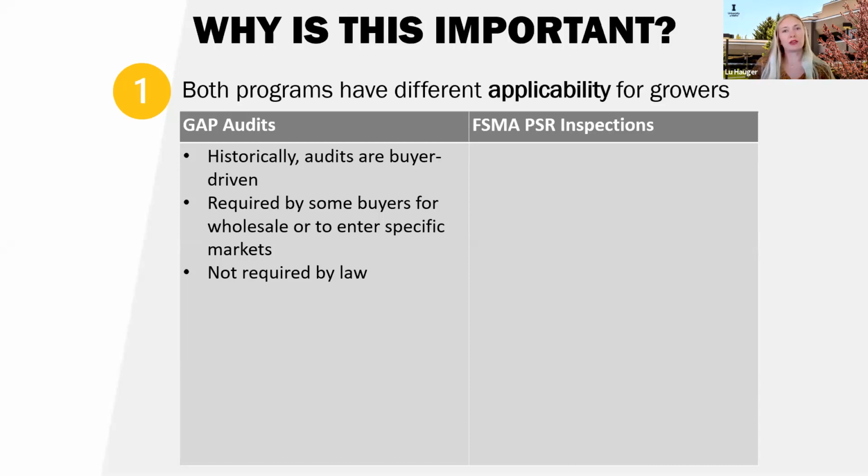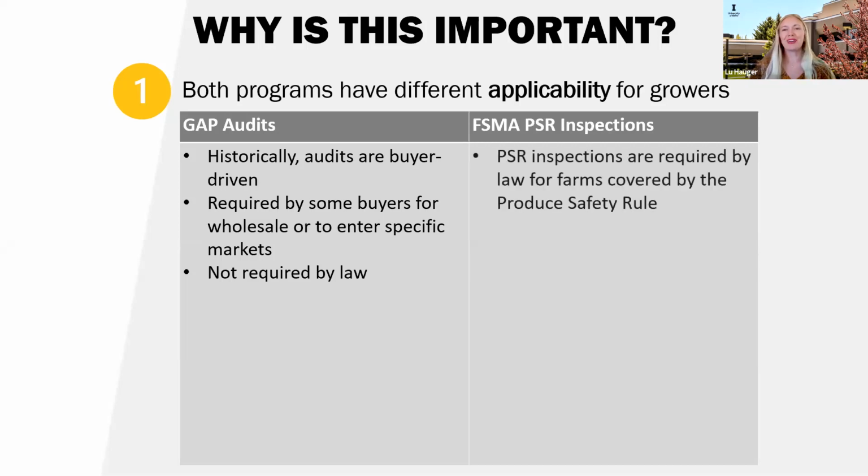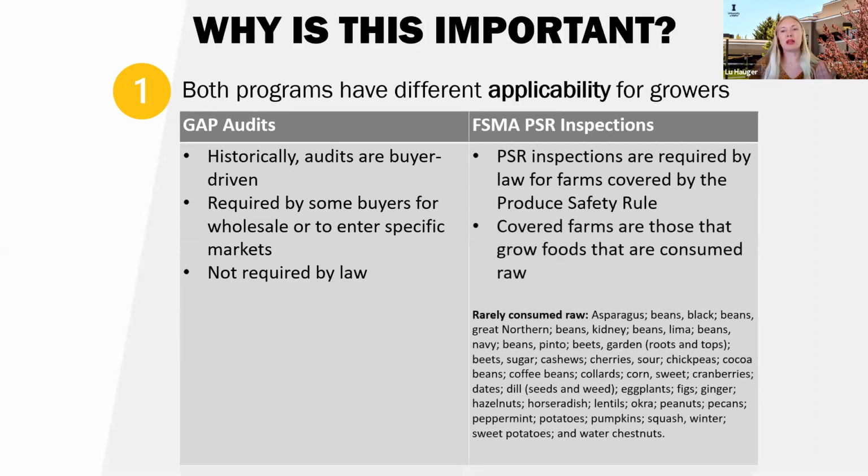Now, on the other hand, the Food Safety Modernization Act produce safety rule inspections, so I'll just say PSR inspections from here forth now that we know what I'm talking about. These PSR inspections are required by law for farms that are covered by the produce safety rule. Covered farms are those that grow foods that are consumed raw. This can be differentiated from the exhaustive list of foods that are rarely consumed raw, which is below. If you reach out to me, I can make this available to you, or you can just Google search foods that are rarely consumed raw.